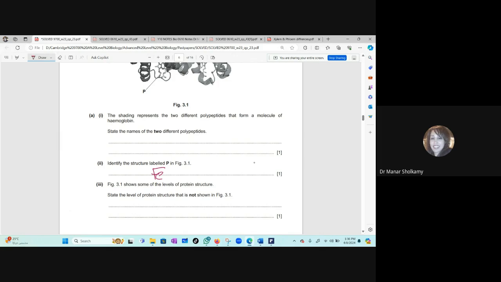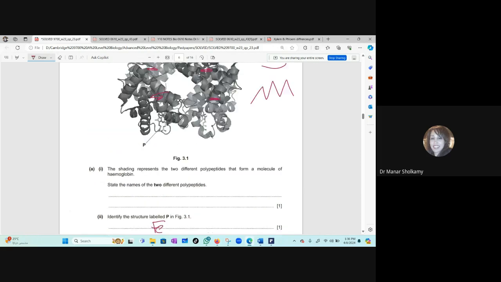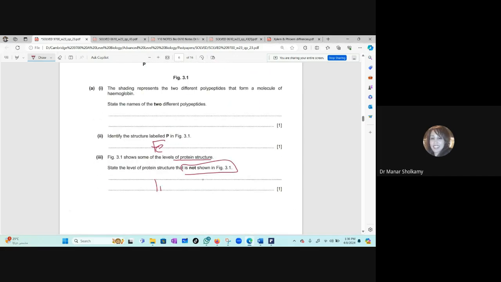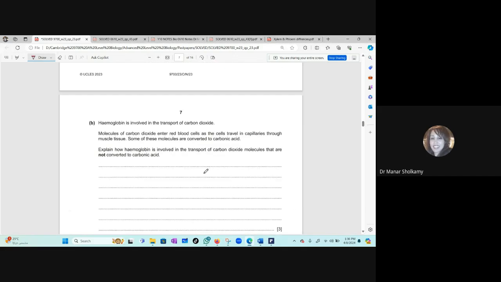Figure 3.1 shows some of the levels of protein structure. State the level of protein structure that is not shown. Primary. Yes, you do not know the sequence of amino acids. Correct. Now this is easy.